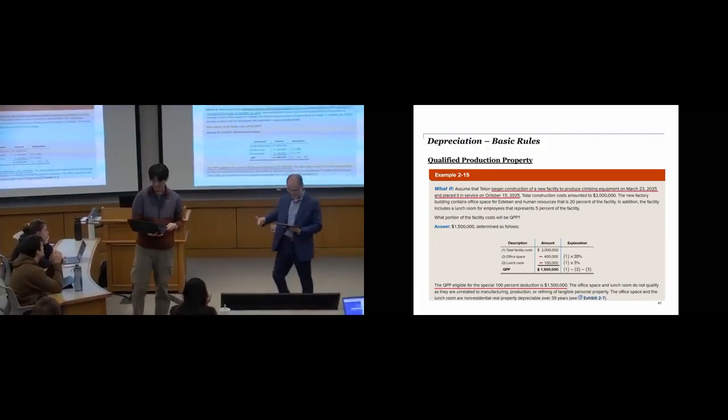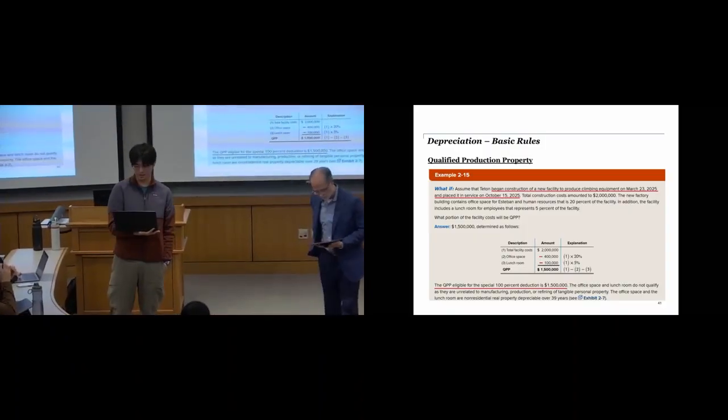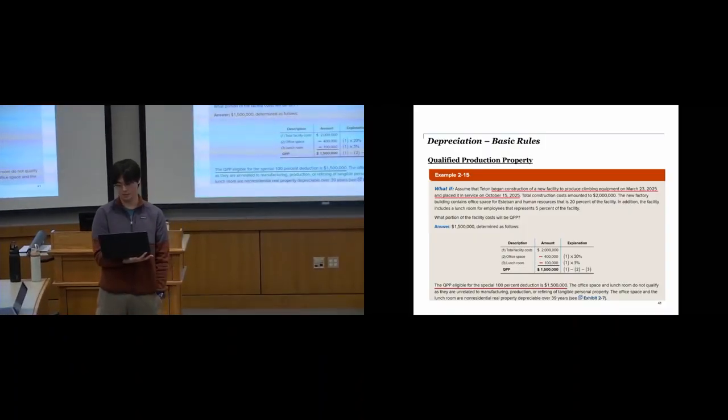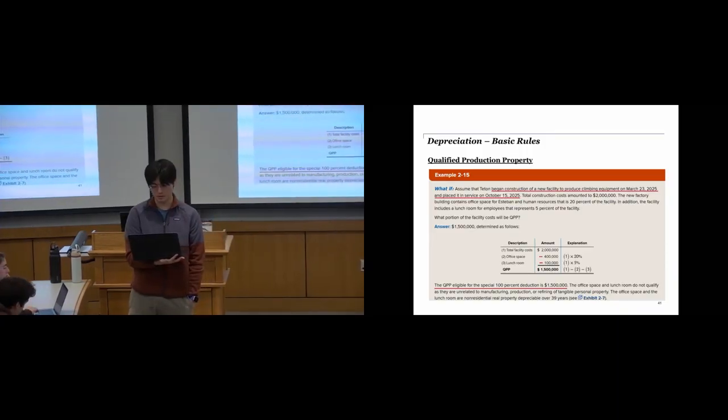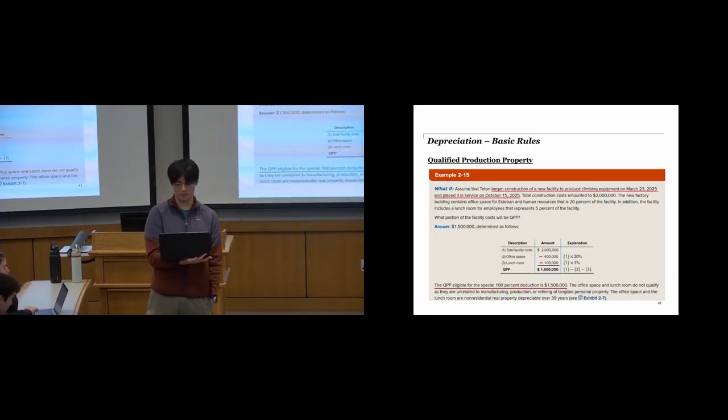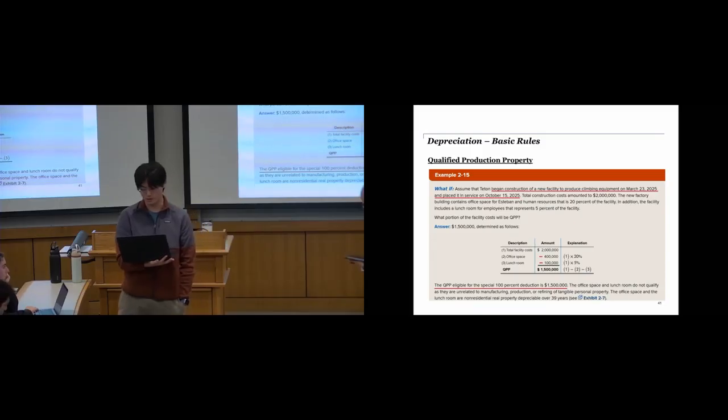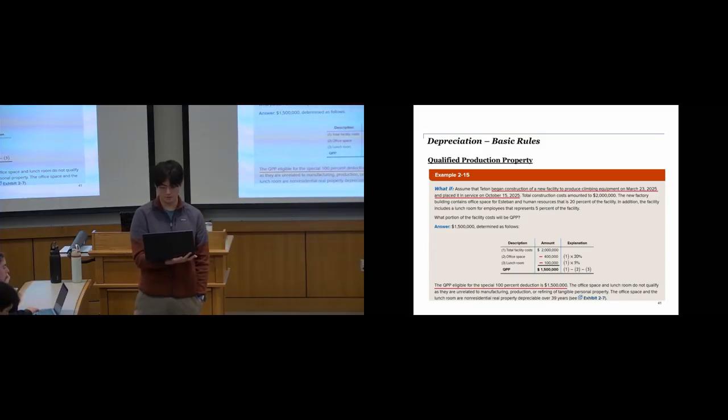Go ahead. So the question is, assume that Houston began construction of a new facility to produce equipment on March 23rd, 2025, and placed it in service on October 15th, 2025. Total construction costs amount to $2 million. The new factory building contains an office space for Estaban and human resources that is 20% of the facility. In addition, the facility includes a lunchroom for employees that represents 5% of the facility itself.